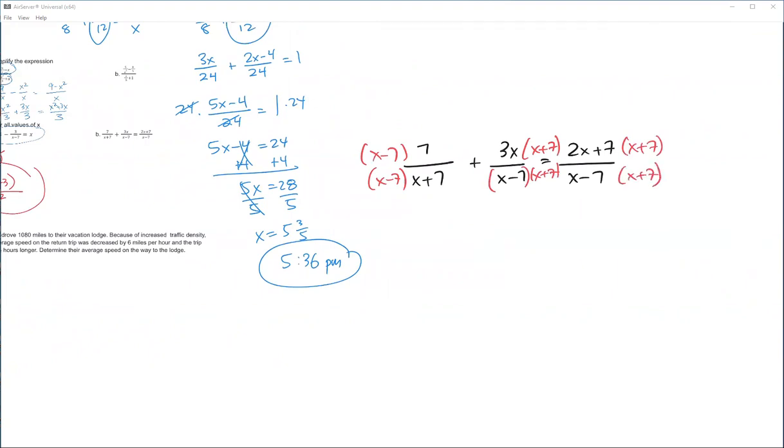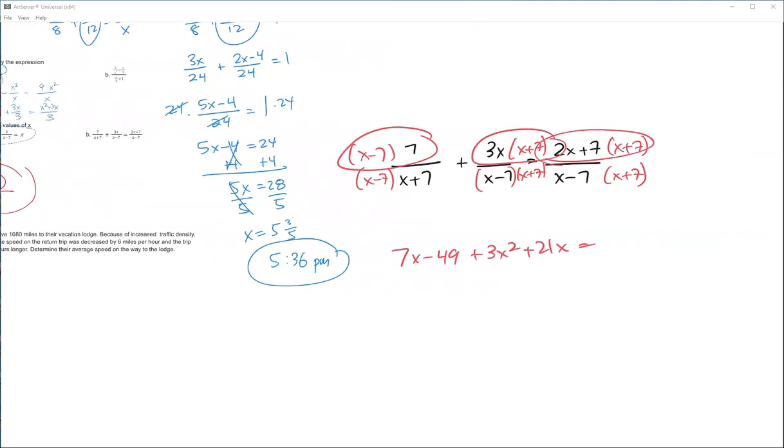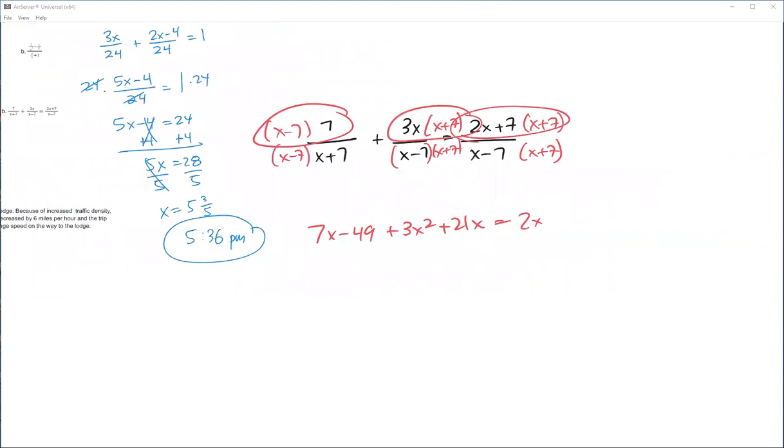And again, once you get the common denominators, you just make the numerators equal to each other. Just use the numerator and you're good. So let's just focus on this. It'll be 7x minus 49. Focus on this, it will be 3x squared plus 21x is equal to, FOIL this out, 2x squared plus 14x plus 7x plus 49.